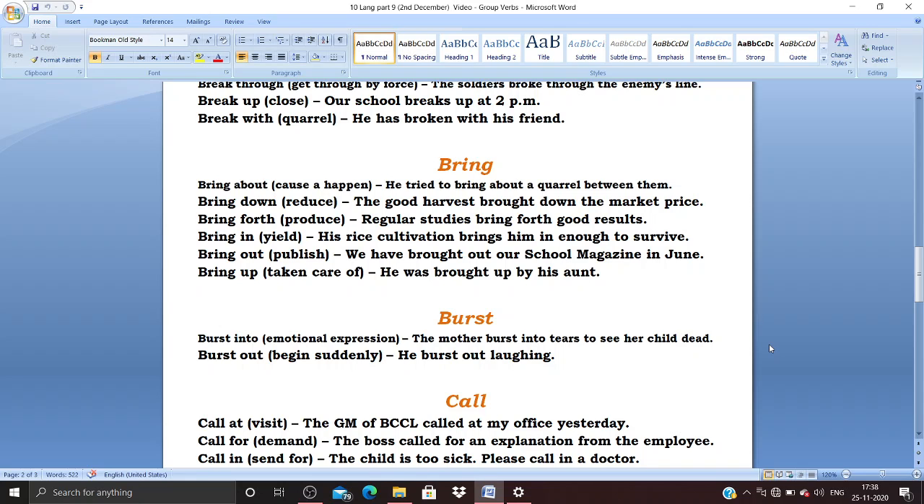Burst. Do not get the meaning of the word burst along with a preposition. What does it mean? That is most important. So burst into means emotional expression. So the mother burst into tears to see her child dead. Any mother will feel so sad, shocked. Burst out, just the opposite. Begin suddenly. So he burst out laughing.